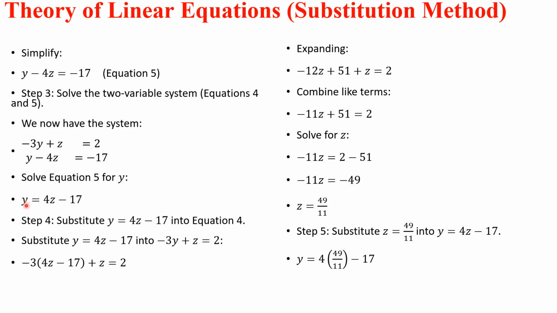Again, because we are using the substitution method, you can now substitute this for y in this equation, and that is what we've done here. So minus z, then you substitute this for y, and you see by so doing we can expand, collect like terms, and solve for z. So solving for z shows that z equals 49 over 11.